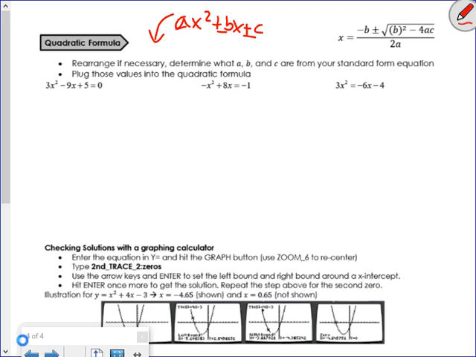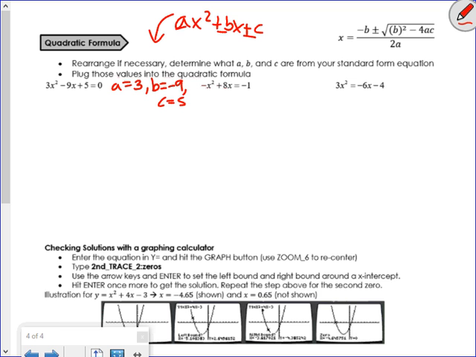Let's take a look at the first one. Is this written in standard form? It is. Awesome. Perfect. All right, then what I want you guys to do is tell me what A, B, and C are. A is 3. Okay, so take note of what those are so you can easily plug them in where they're supposed to go.